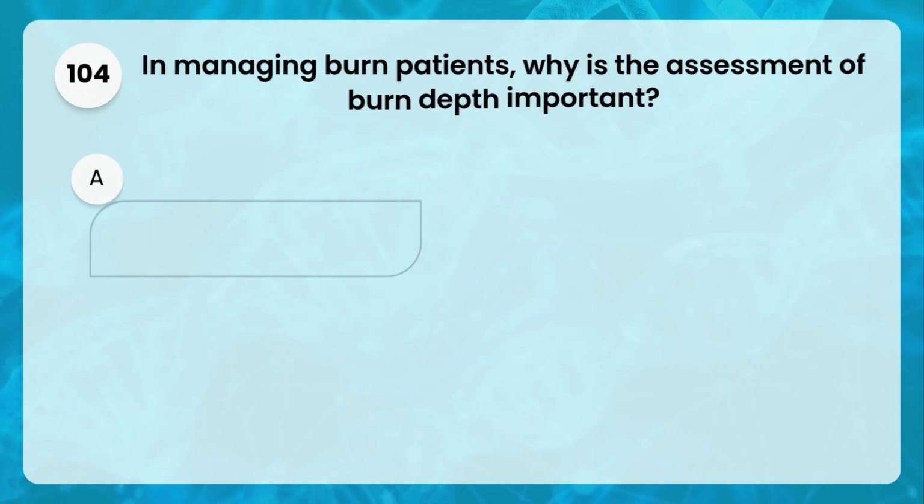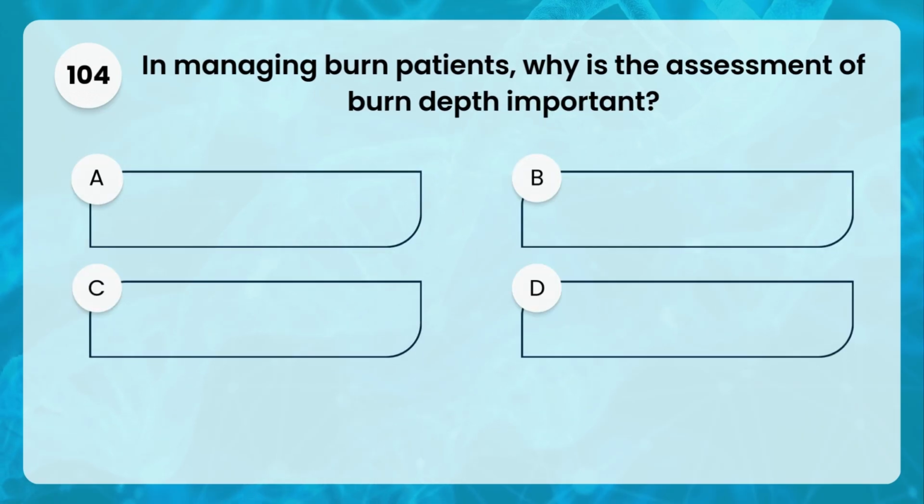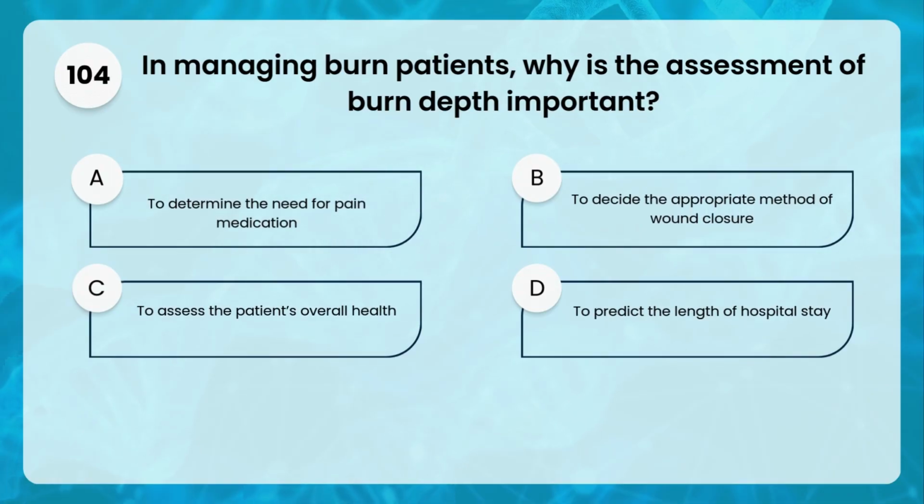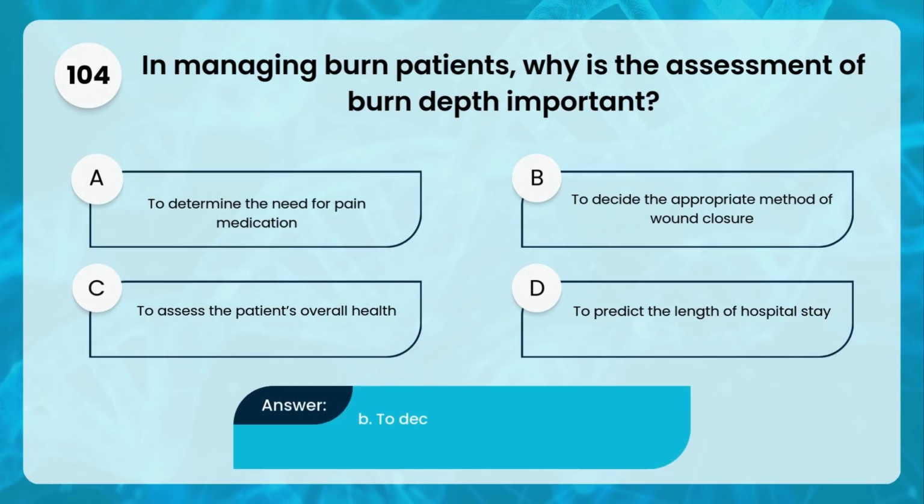104. In managing burn patients, why is the assessment of burn depth important? A, to determine the need for pain medication. B, to decide the appropriate method of wound closure. C, to assess the patient's overall health. Or D, to predict the length of hospital stay. The answer is B, to decide the appropriate method of wound closure.